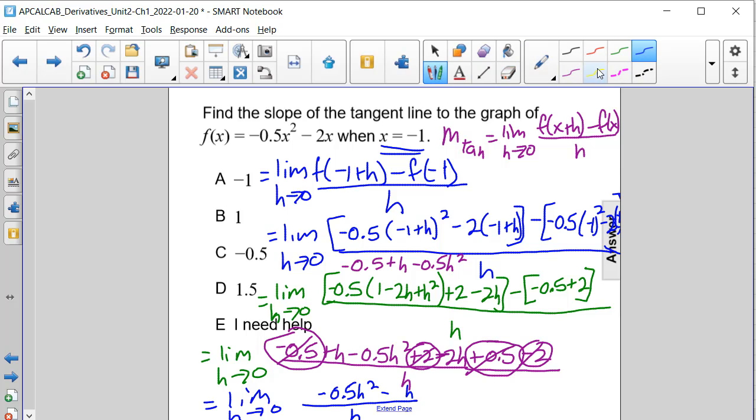And now we can divide all of our terms by h, so we will have the limit of negative 5/10 h minus 1 as h approaches 0. If we use direct substitution now, we will get 0 minus 1, which is negative 1, or answer choice A.